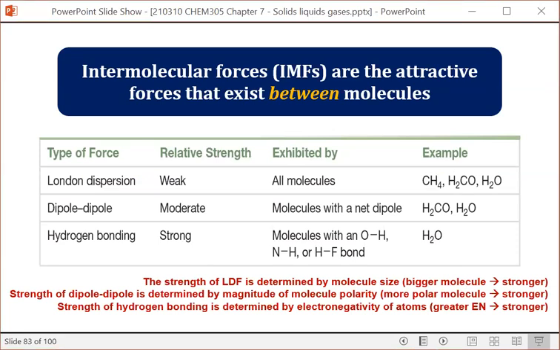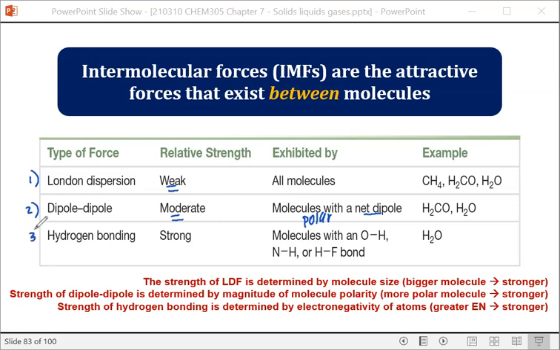So there's 3 types of intermolecular forces, and they're shown here, summarized in this table. London dispersion forces are the weakest, and all molecules can have London dispersion forces. So anything with covalent bonds, right, we're talking about molecules, can have London dispersion forces. They're inherent, just part of every molecule. The second type of IMF is the dipole-dipole interaction. These are moderate or medium in strength. And any molecule that has a net dipole, that's polar, can have a dipole-dipole interaction.